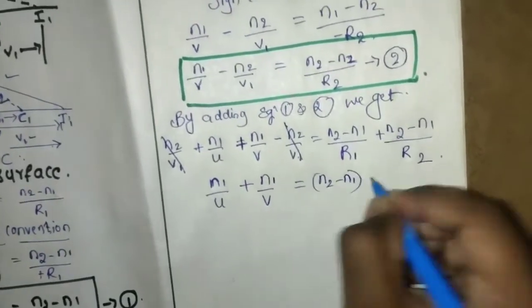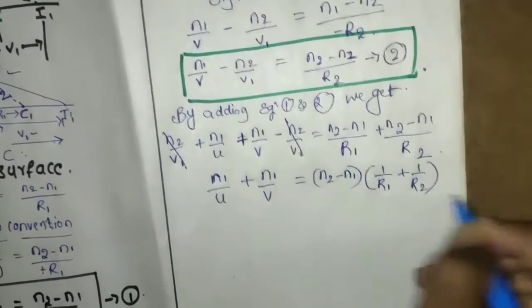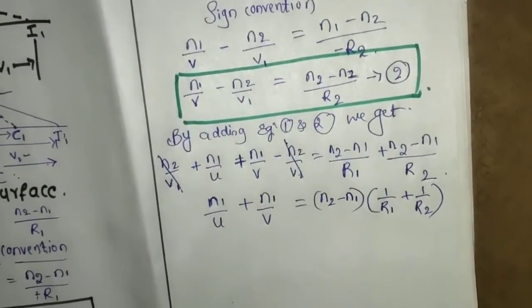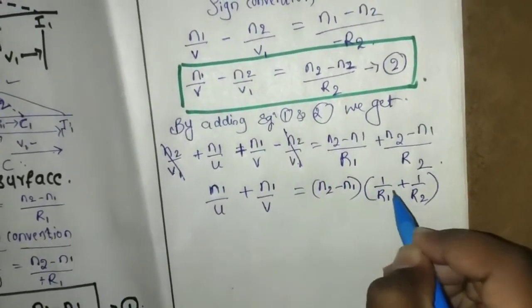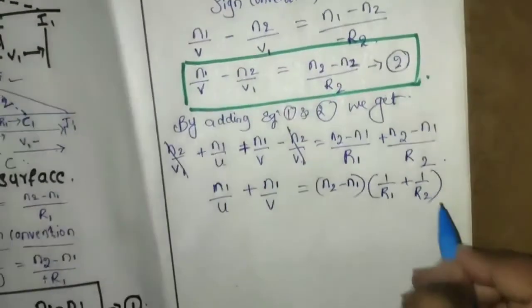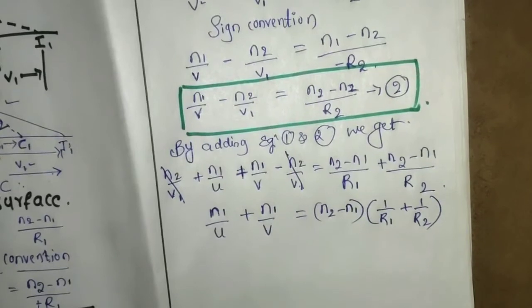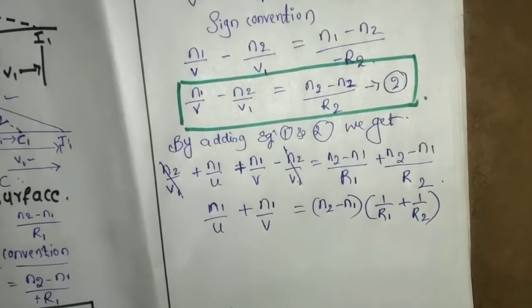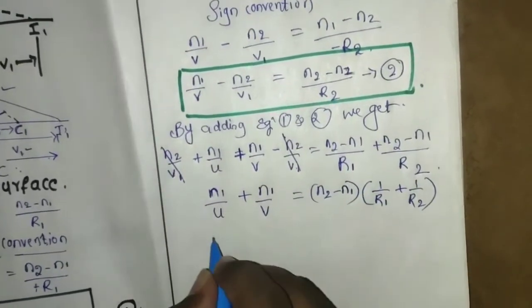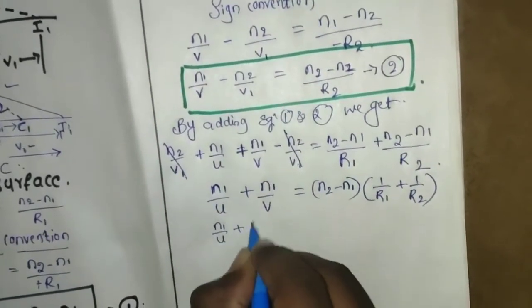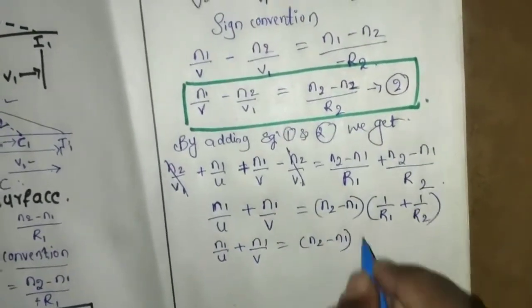I will take it as common. Remaining is 1 by r1 plus 1 by r2. Now I am getting an equation, that is n1 by u plus n1 by v equals to n2 minus n1 into bracket 1 by r1 plus 1 by r2. Now I will apply a sign convention for radius of curvature. See here, I will apply a sign convention for radius of curvature, that is n1 by u plus n1 by v equals to n2 minus n1, that is 1 by r1.